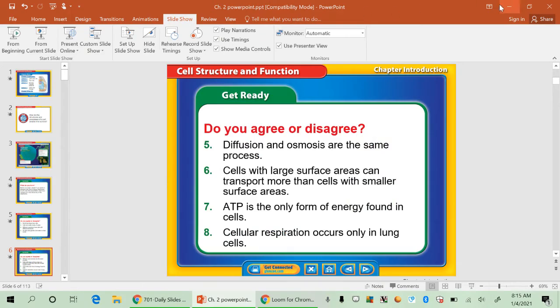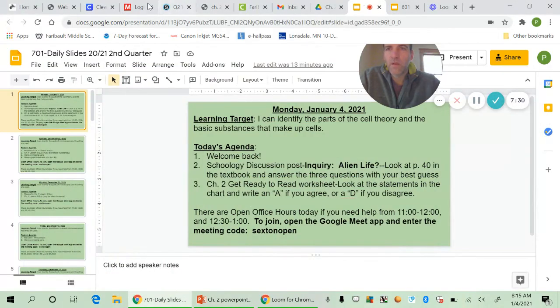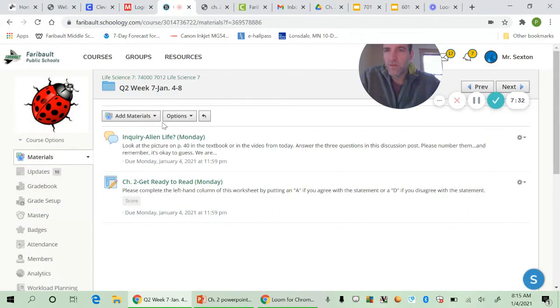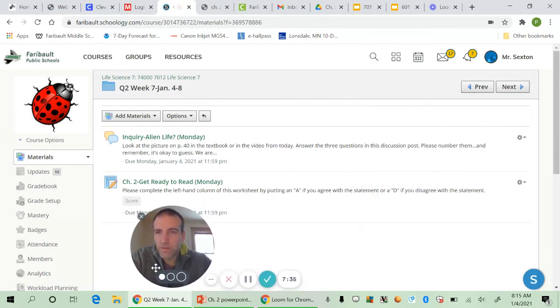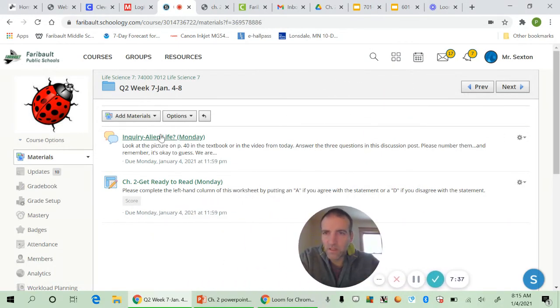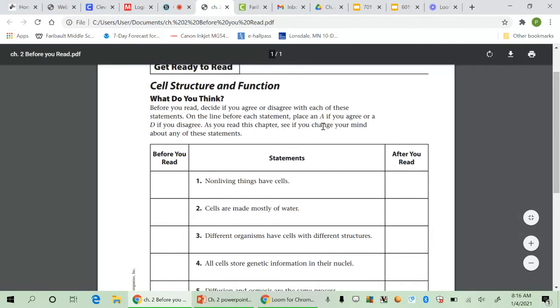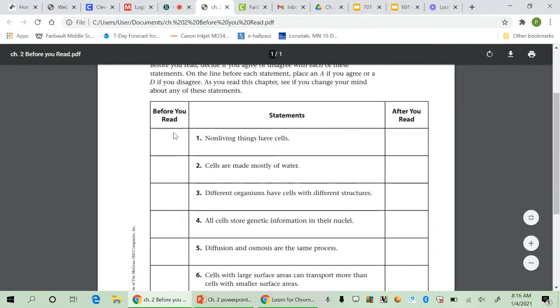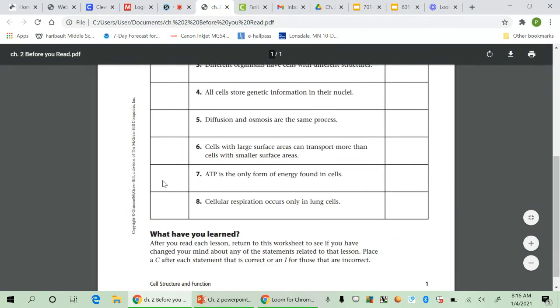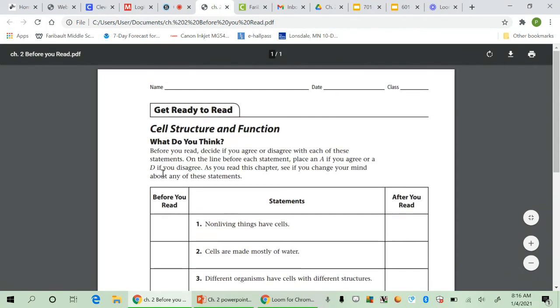So if you are in Schoology, this week's folder looks like this. I'm in the website, so it's going to look slightly different than your iPad. So that discussion post is first, and the Get Ready to Read worksheet is second. That Get Ready to Read worksheet really will be quite easy. It just looks like this. And so you're just going to write A if you agree, D if you disagree with these statements that I read off when I was showing you that PowerPoint just a moment ago.